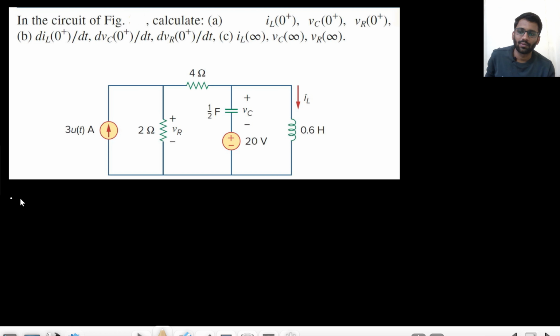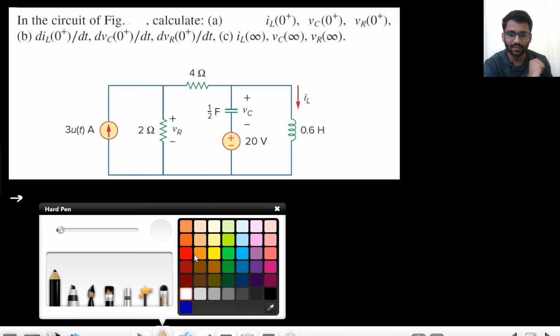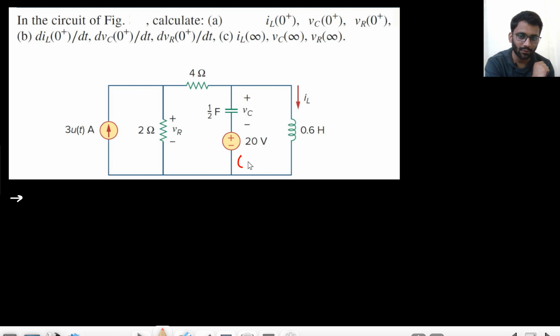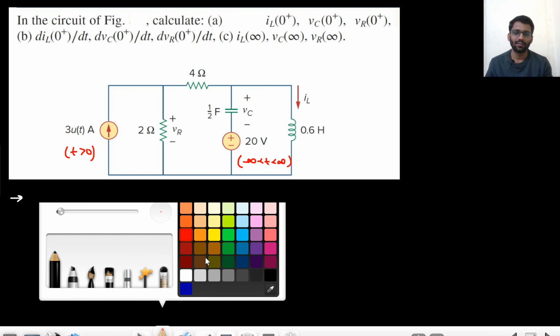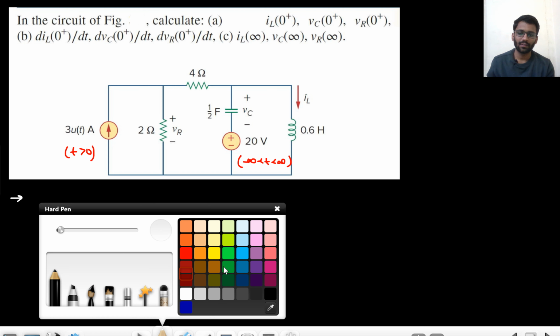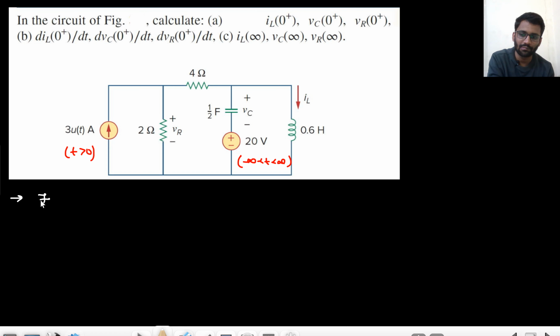Okay, now tell me what is the condition for t less than 0. For t less than 0, because here this is there for minus infinity to infinity, and this is there for t greater than 0 only. So minus infinity to 0, this will be in action, right? For t less than 0, this is not there, only this is there. So circuit for t less than 0. For t less than 0, steady state would have been reached.